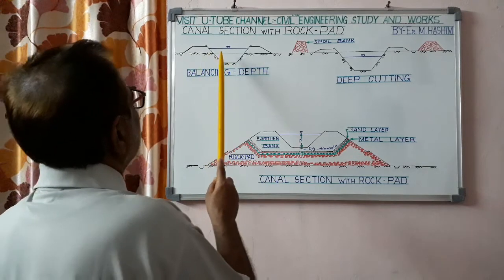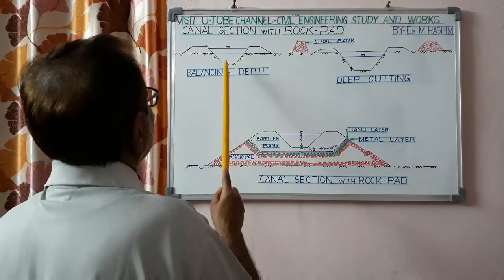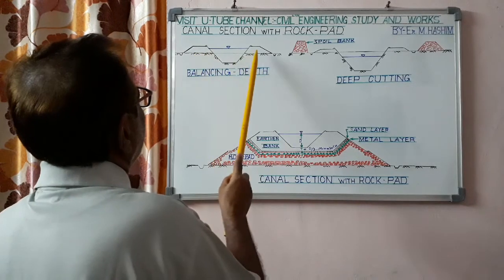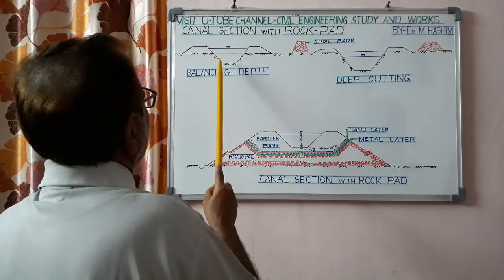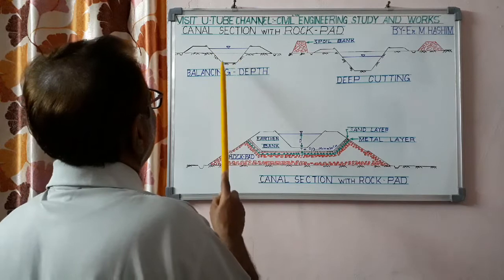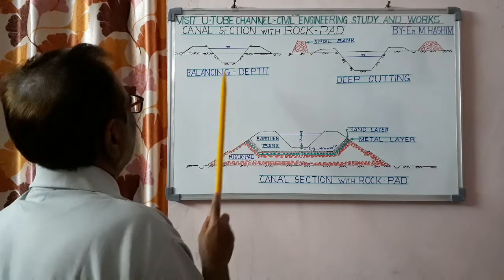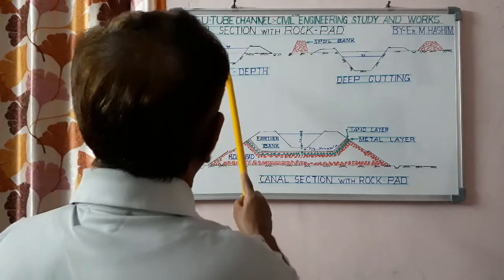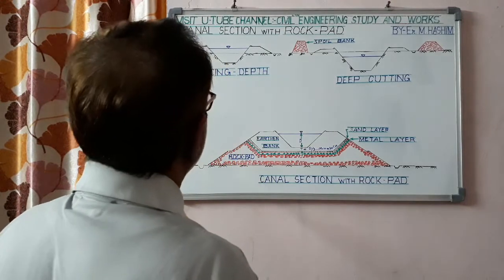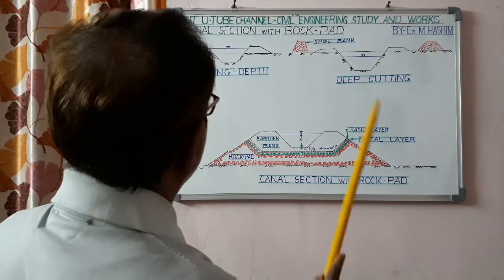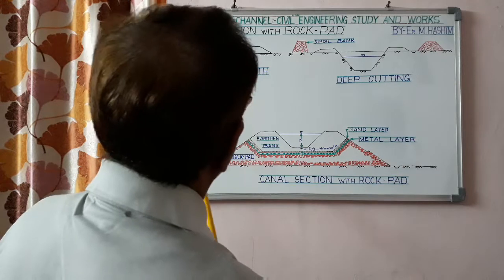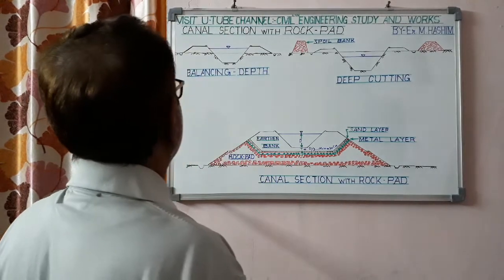How is balancing depth calculated? The quantity of filling equals the quantity of cutting. By solving the equation we get the balancing depth. We will explain it taking some example in the next lecture.